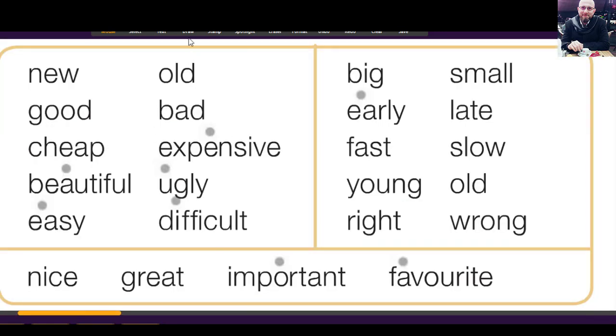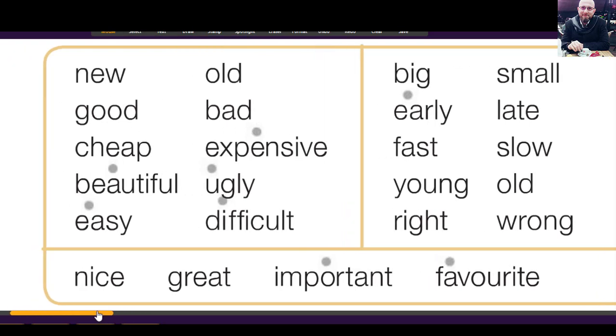So, be careful with spelling. Let's put it here. Okay, so let's, for example, new, old, good, bad, cheap. Be careful with cheap, ch, okay, expensive, beautiful. Usually this is difficult for the students. They write eau, okay, eau, beautiful. Don't write uea, okay, this is eau. And here we don't say yo, we say ugly, ugly.